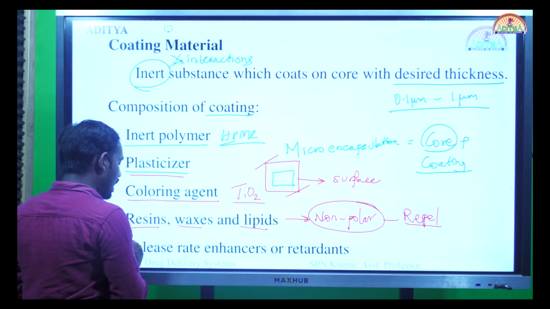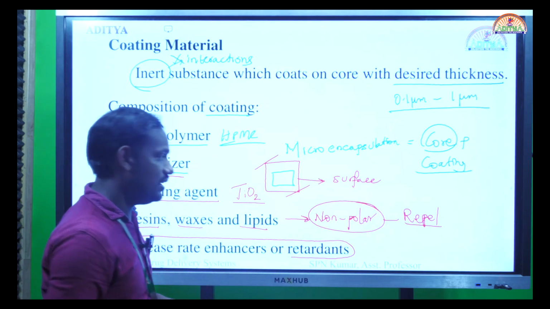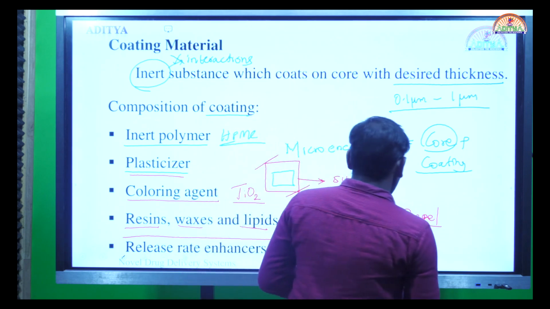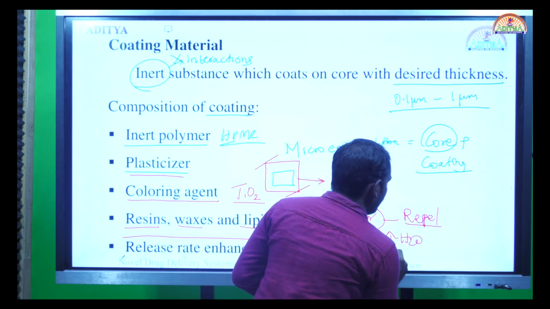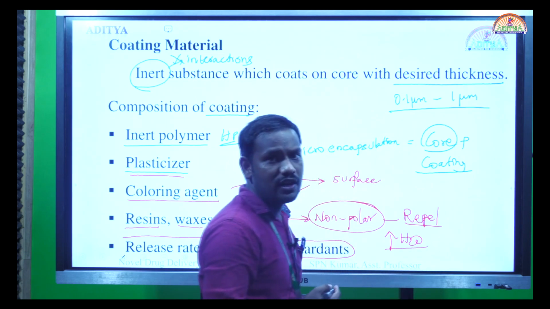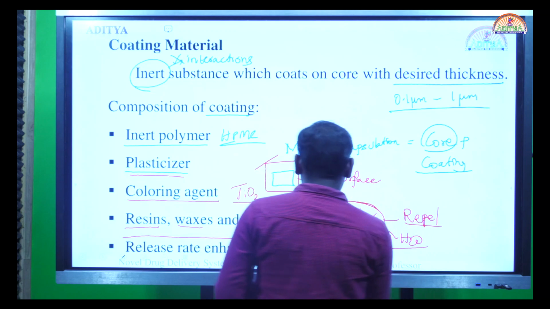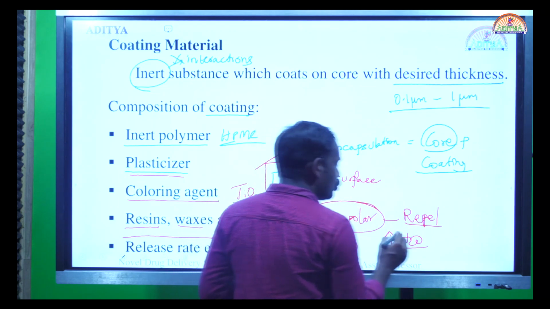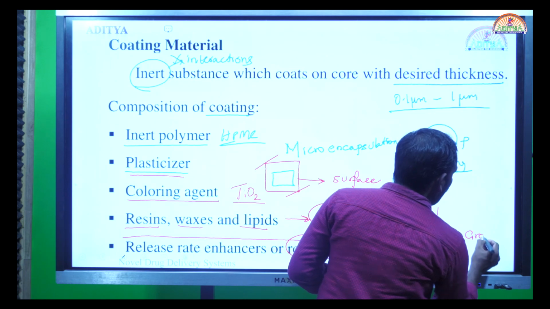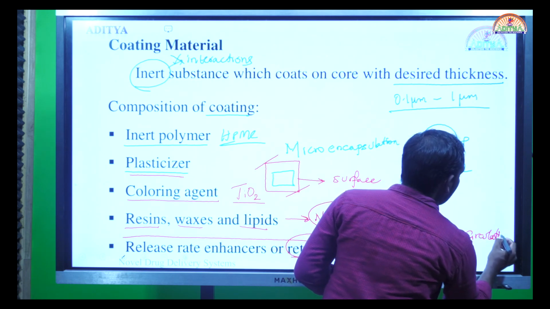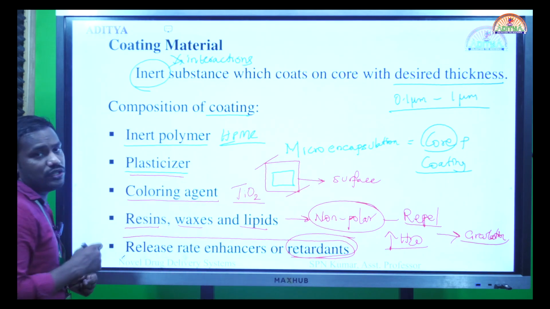And we can also add release rate enhancers or retardants. Suppose there is a drug whose water solubility is very high, then obviously the drug is going to get eliminated from the body very fast. In order to prevent that elimination, we can add a rate retardant such that the drug will be released slowly into the systemic circulation and show a more prominent effect on the body. So that's about the composition of the coating material.